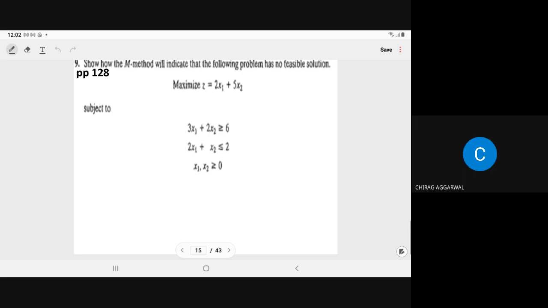Yes, sir. So now this is the special case. Here you will find that the solution is not feasible. Maximize z = 2x1 + 5x2 subject to 3x1 + 2x2 ≥ 6, 2x1 + x2 ≤ 2, x1, x2 ≥ 0. Since this is a two-variable problem, we can check its status by the graphical solution also. So we make the first quadrant here, with x1 on the x-axis and x2 on the y-axis.